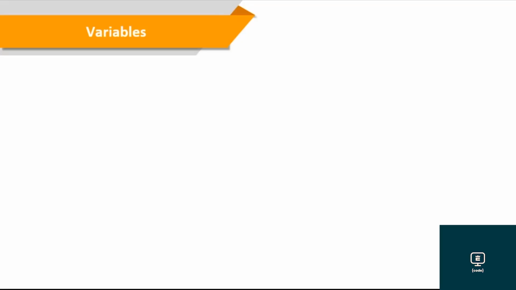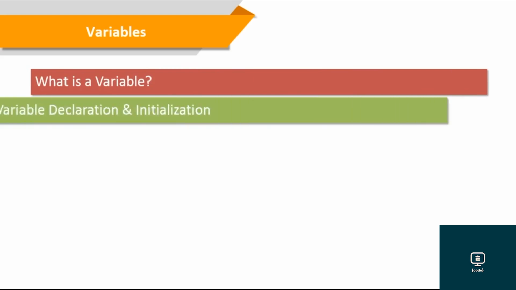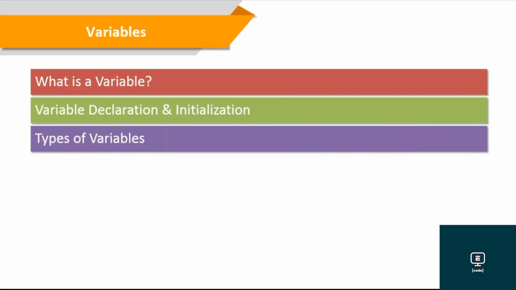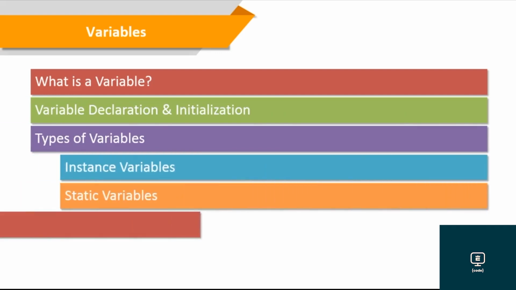Variables. Now we're starting main fundamentals of Java programming language. So one of them is variables. In this section, we'll first learn what a variable is. Then we'll learn how to declare and initialize variables. And then once we get that, we'll be learning different types of variables: instance variables, static variables, as well as local variables.